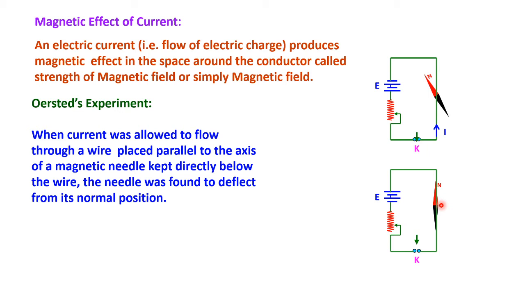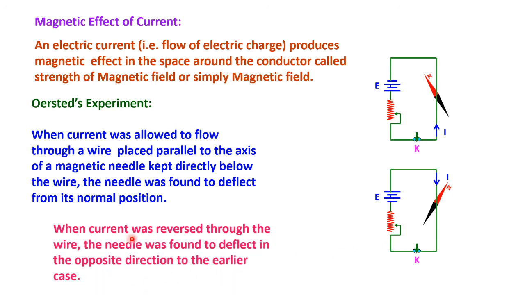Now I will close the key. If I close the key, the current starts flowing in the circuit. And you observed one more thing, that the needle was deflected. The needle was deflected this side. Why is it deflected? Because the wire itself produces a magnetic field around it when current is flowing in it. Therefore, when the current was reversed through the wire, the needle was found to deflect in the opposite direction to the earlier case. These were the observations made by Oersted.